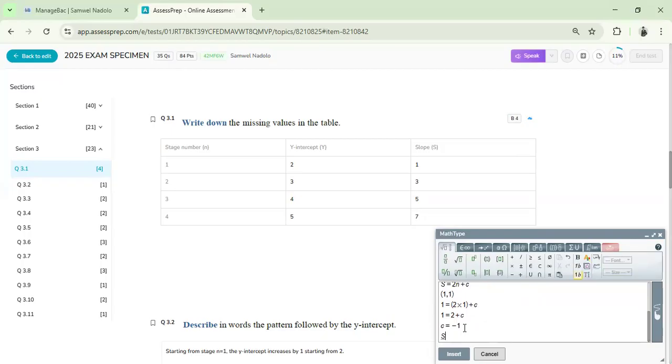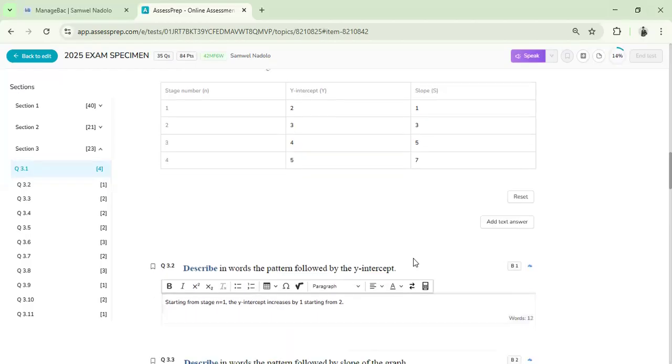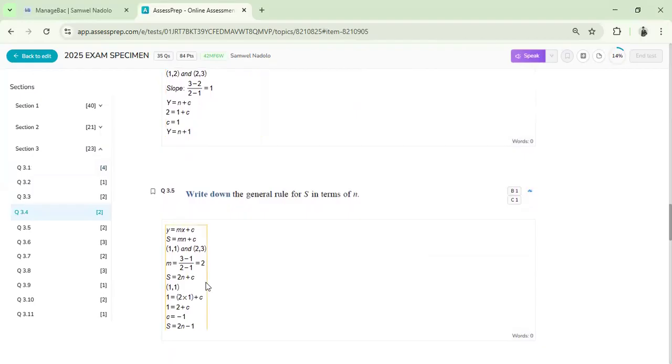So we can write our relation, which was s equals 2n plus c, but c is minus 1, so you write minus 1. So you have written that relation, insert it, and you will have it written there.